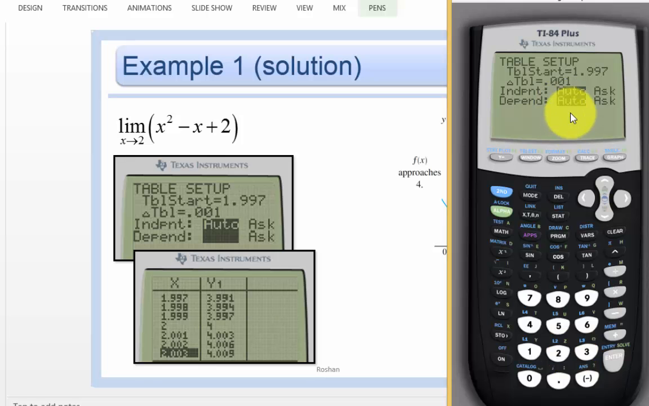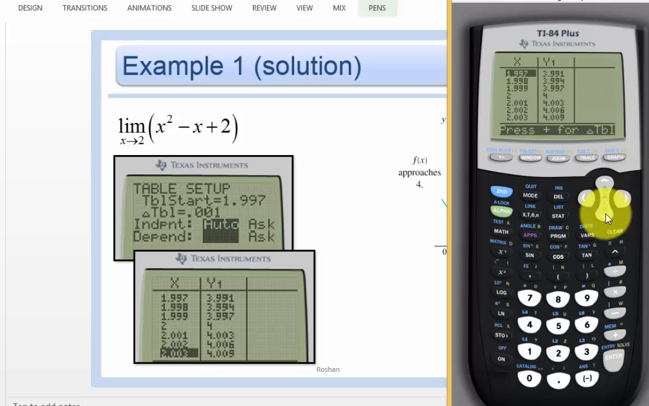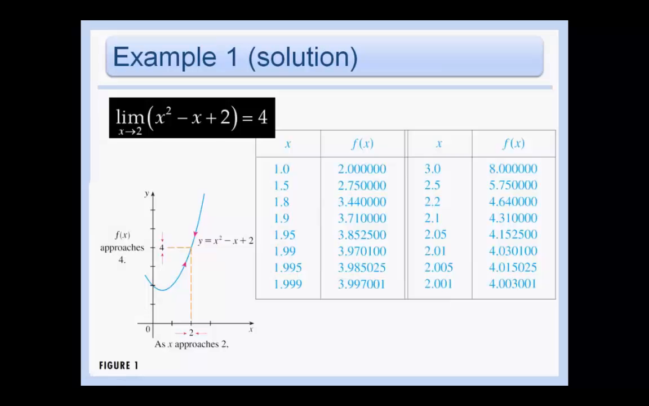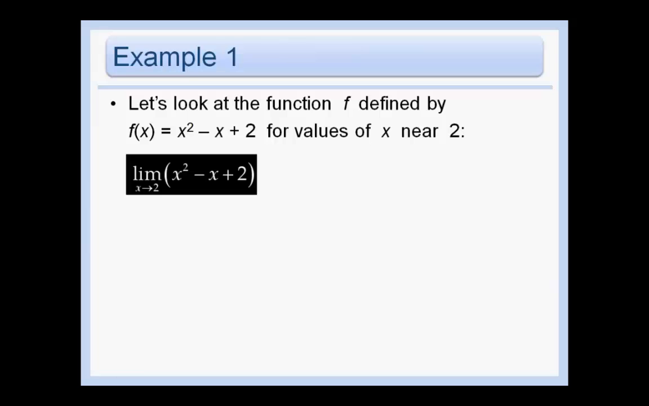And then leave it as auto, and then to get to the table, you do second table, which is on top of your graph button. And so you can see here that from both sides, from both the left and from the right, I'm getting close to a value of 4. And in this example here, my value at 2 is actually 4 also. So that's how you do it on your calculator. So we can write the limit as x approaches 2 of x squared minus x plus 2 equals 4.